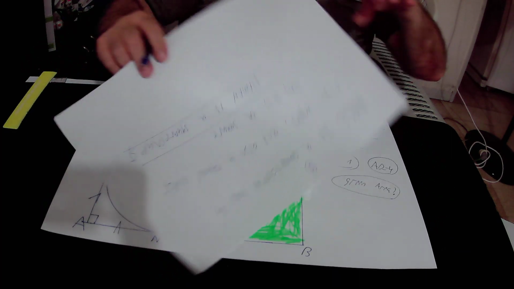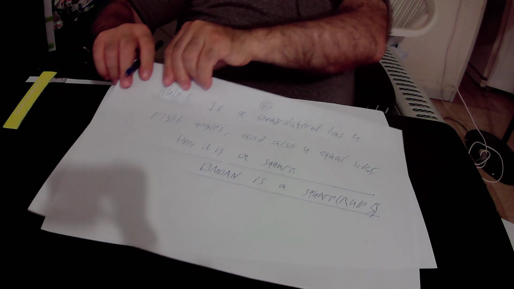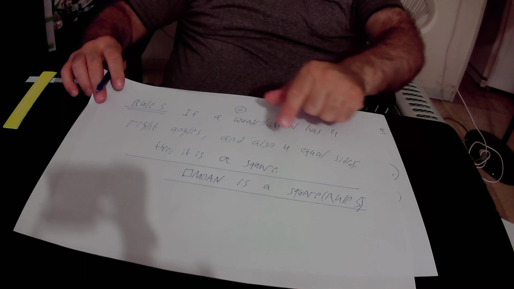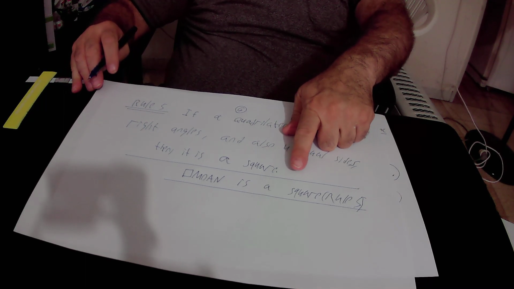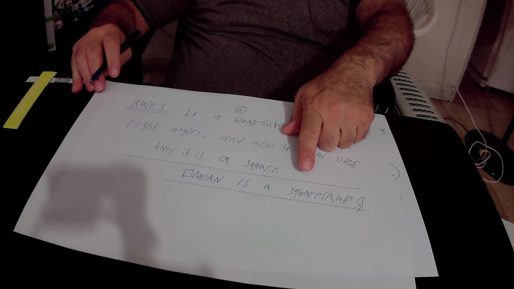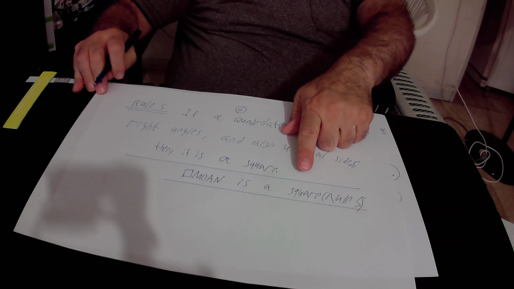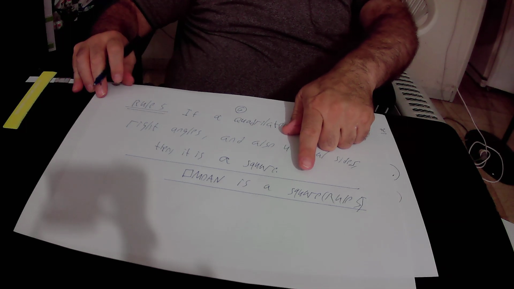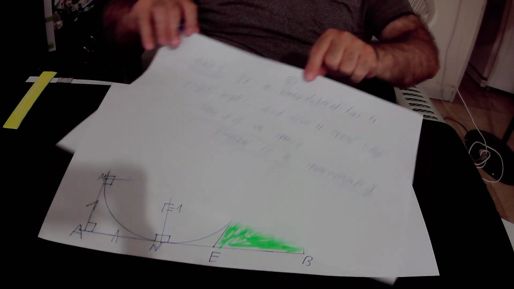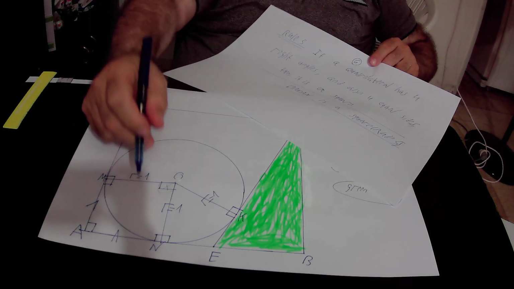I repeat again, we will conclude from rule number 5 that this quadrilateral MOAN is a square because of the fact that it has 4 right angles and also 4 equal sides. Okay? This quadrilateral is a square.